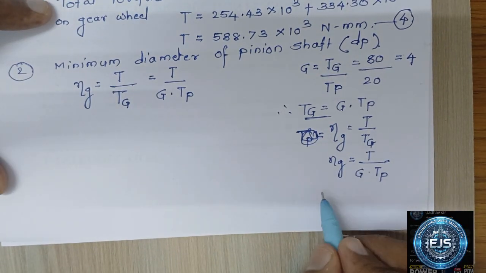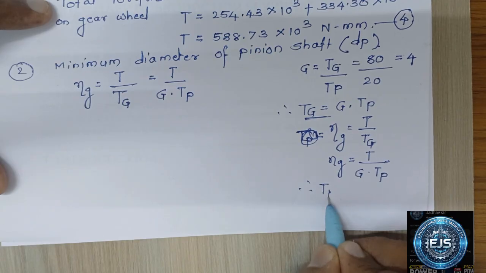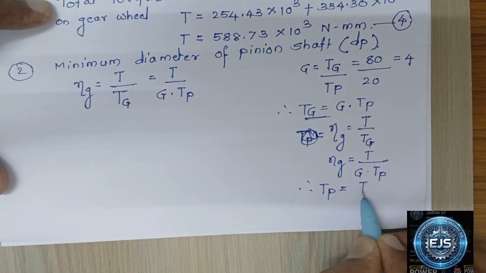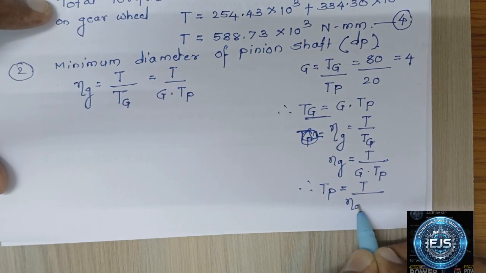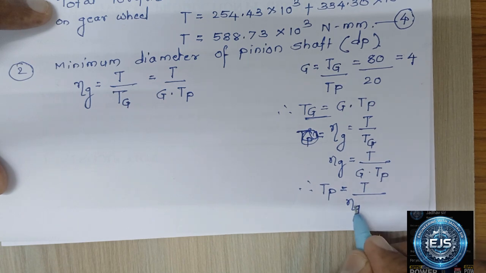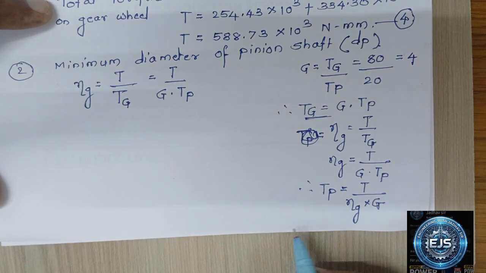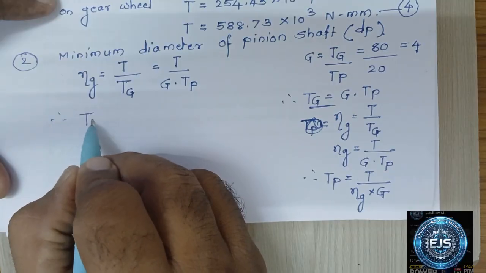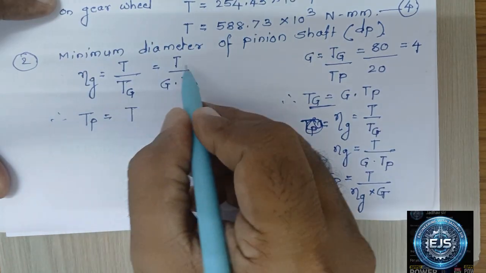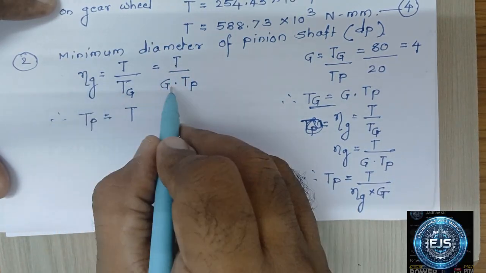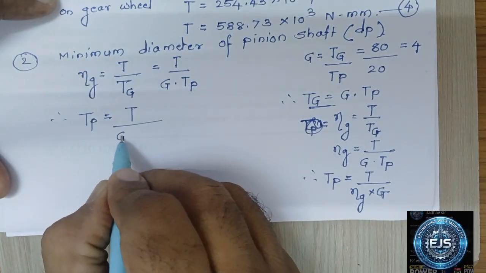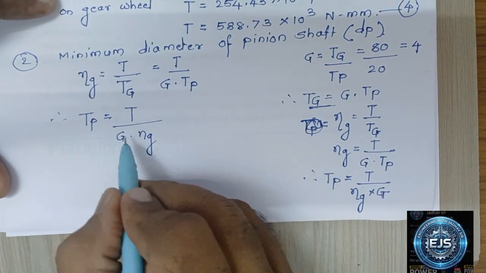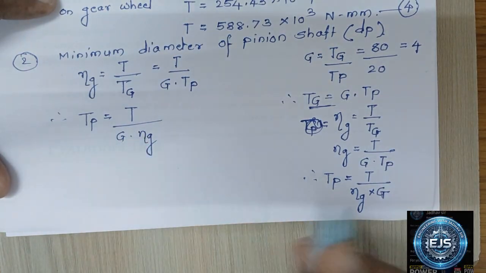So from this we can calculate Tp, that is torque on pinion, equal to total torque divided by mechanical efficiency of the gear drive, eta G, into gear ratio G. So torque on pinion is expressed as Tp is equal to T upon G into eta G: total torque T divided by gear ratio into mechanical efficiency.